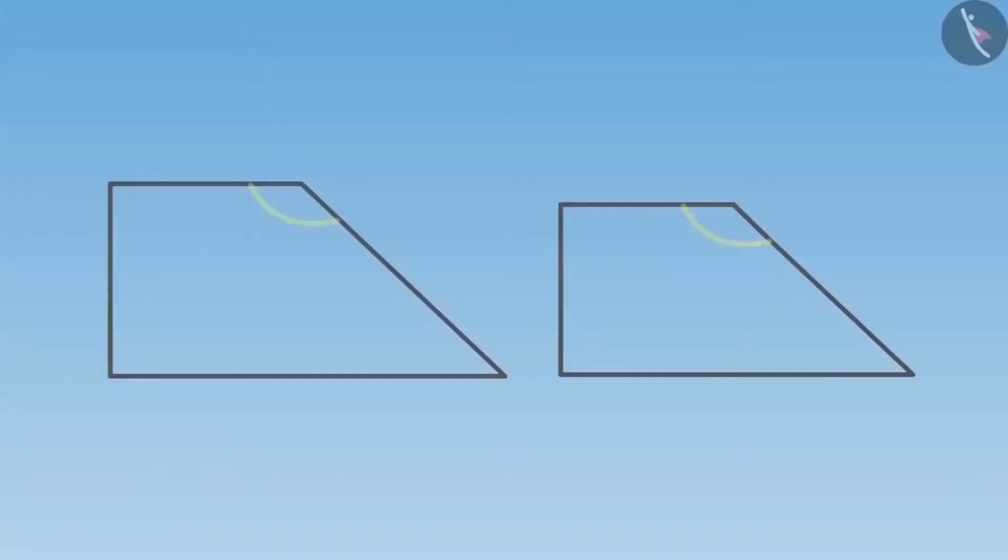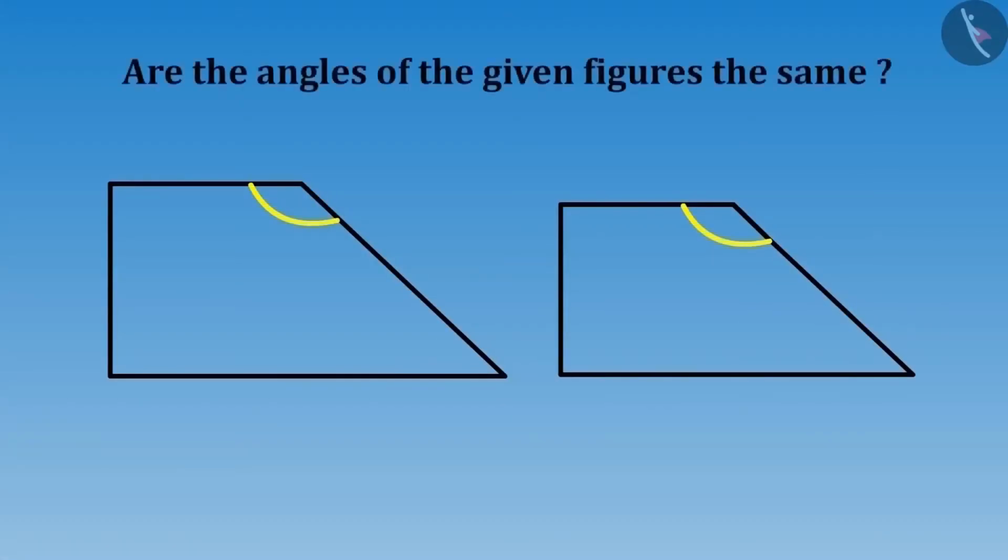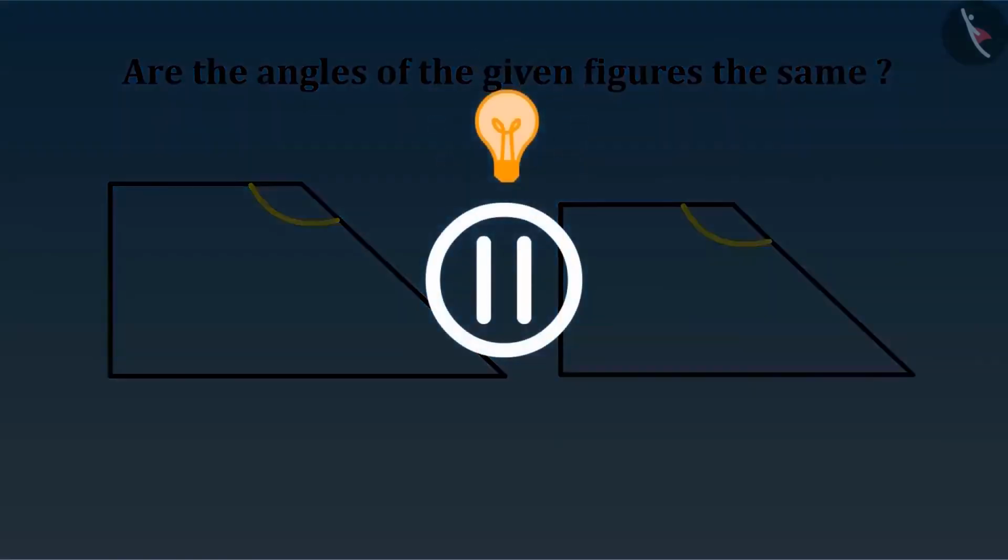Never mind, Riva. Come on. Now tell me whether the angles in these two shapes are the same. No, sister. First shape is bigger, so the angle will also be bigger. Is Riva's answer correct? You can pause the video here if you want and think about it.